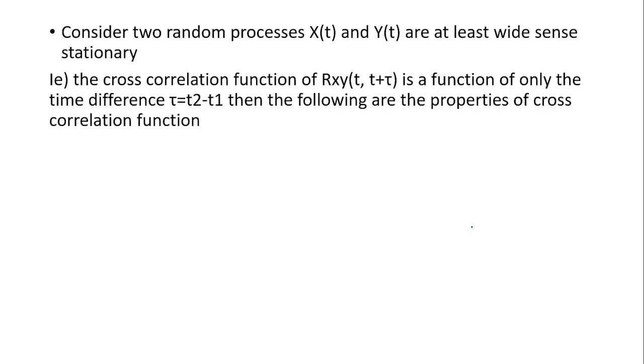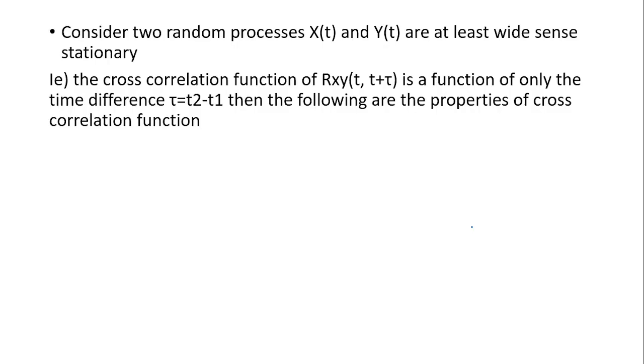So whenever you come across the word cross correlation, it means the relation between the two random processes x of t and y of t. As usual, whenever we are going for the properties of the cross correlation function, we are assuming that the two random processes x of t and y of t are at least Wide-Sense stationary, jointly Wide-Sense stationary. Okay, that is the meaning.